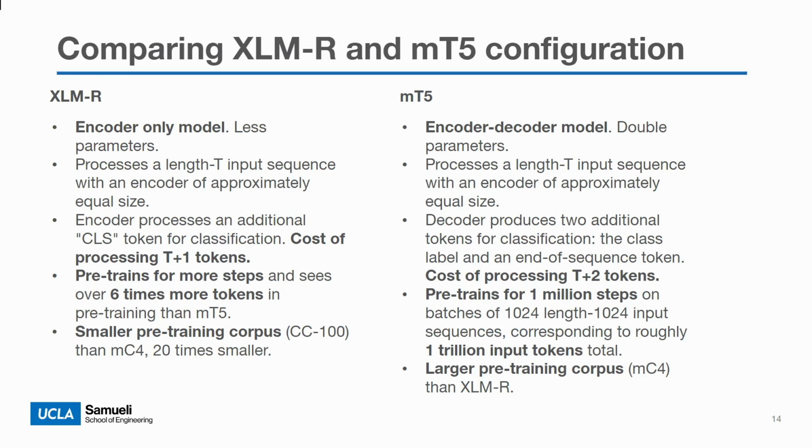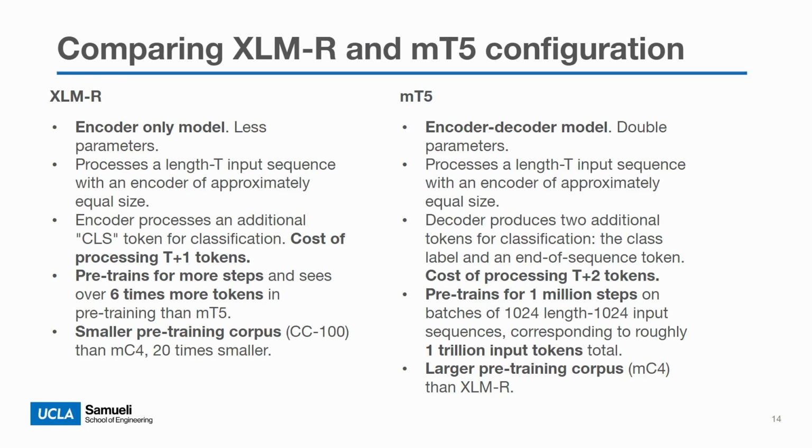XLM-R pre-trains for more steps compared to the mT5 model, which pre-trains for 1 million steps. XLM-R has over 6 times more tokens in pre-training compared to mT5, which has almost 1 trillion input tokens. XLM-R has a smaller pre-training corpus, CC100, which is 20 times smaller than mT5's mC4 corpus.